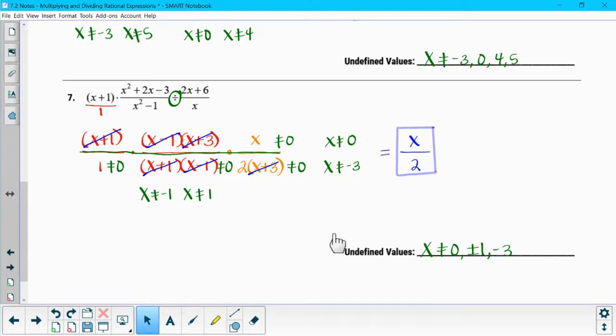One last thing I want to cover is remember in order to cancel, it has to be in the top and the bottom. Say, for instance, if I were to have an x here, I could not cancel out this x with this x. It has to be numerator and denominator. It can't be having the same thing in the numerator or the denominator in order to cancel. I just wanted to remind you of that.